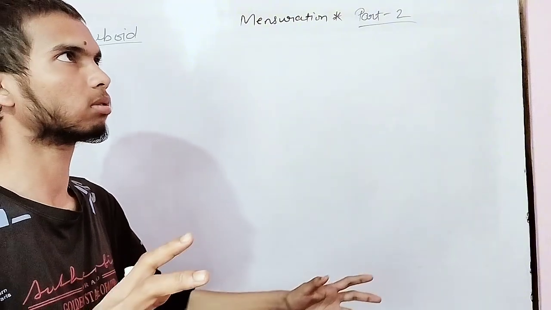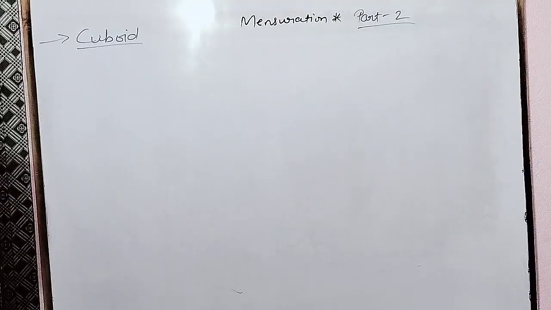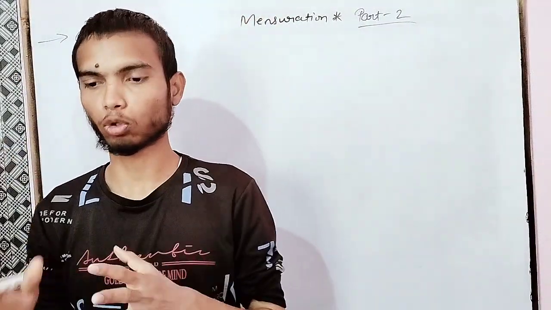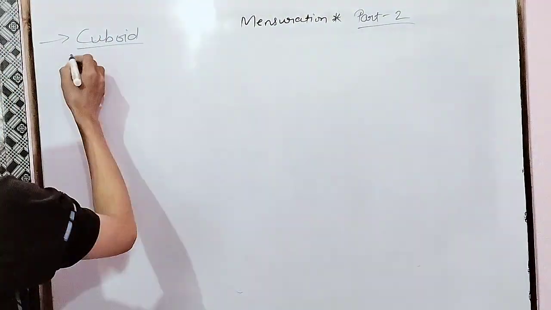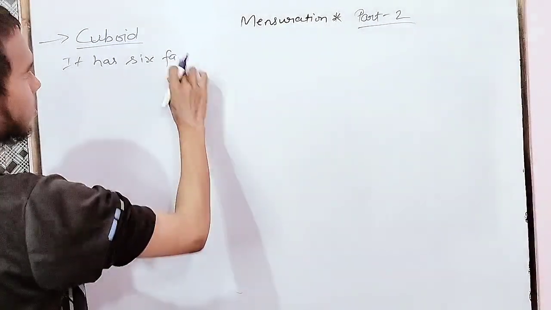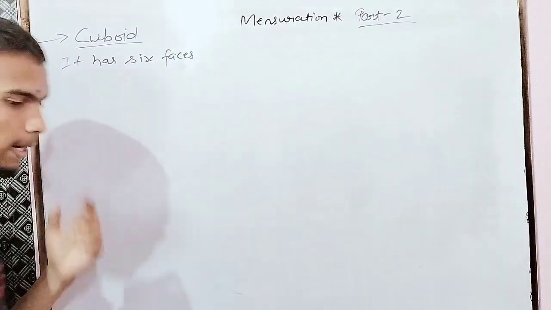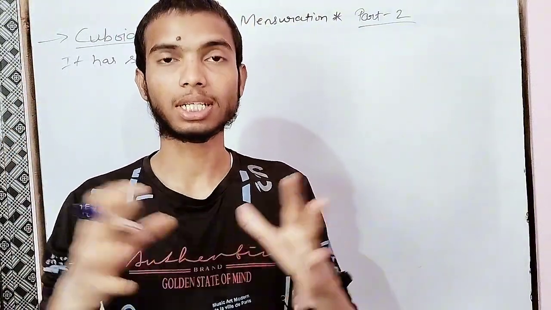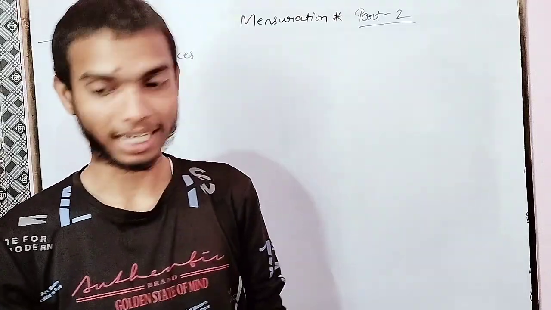Cylinder. Okay, cuboid. This is not a cube. Remember, here, what is a cuboid, not a cube. A cuboid has six faces. How many? Six faces. And the six faces are rectangular, in a rectangle shape.